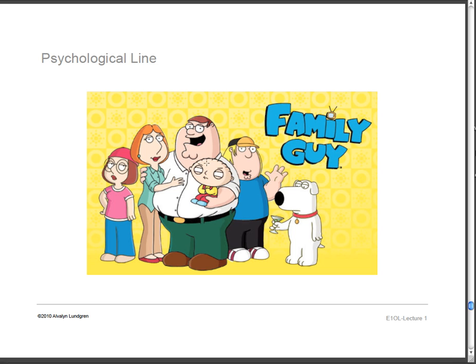The toddler with the big mouth is kind of looking askance, as he often does. The teenager, the son, is looking straight out at you. The dog is contemplating his next sip, and she's kind of rolling her eyes. But again, psychological line helps tell the story and characterize each of these characters.